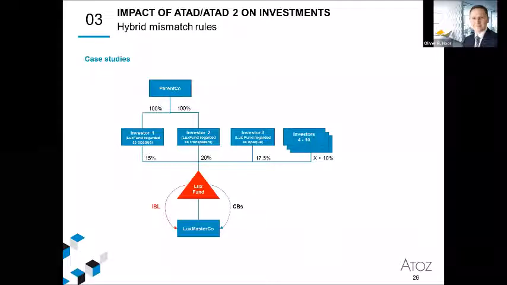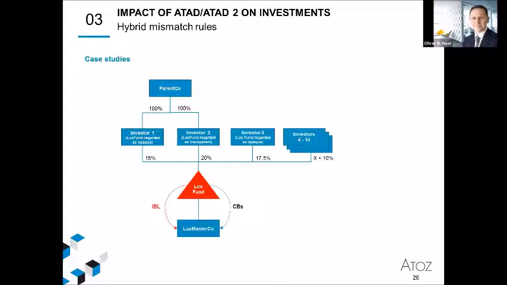Investor 1 and Investor 2 are part of the same group and therefore need to be aggregated because they are associated enterprises. So we have 35% associated enterprises. And then we have Investor 3, owning 17.5%. That's more than 10%.